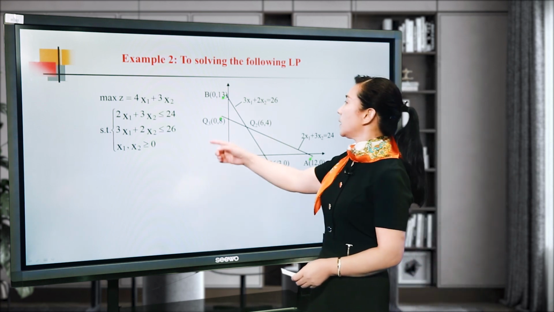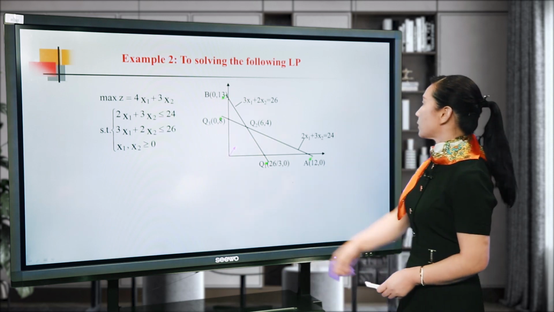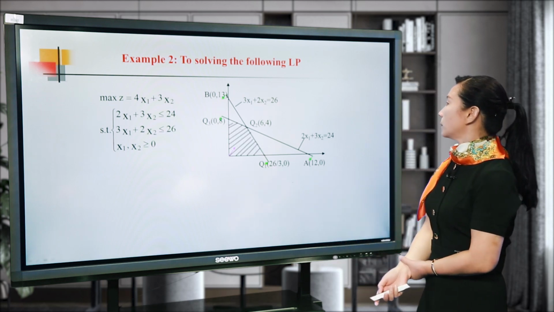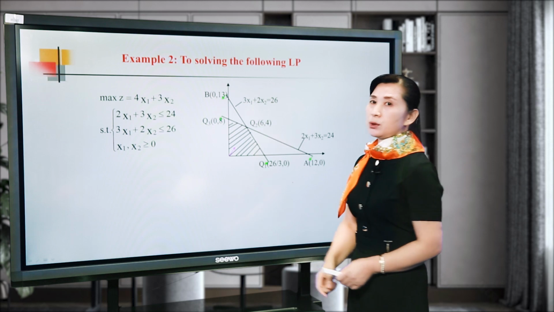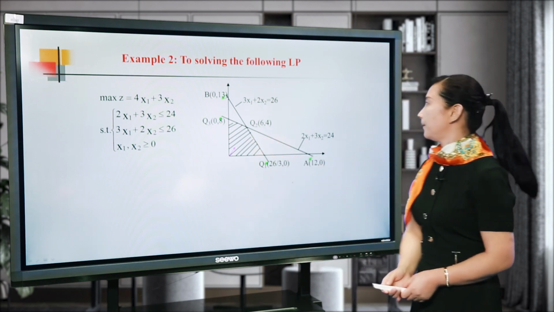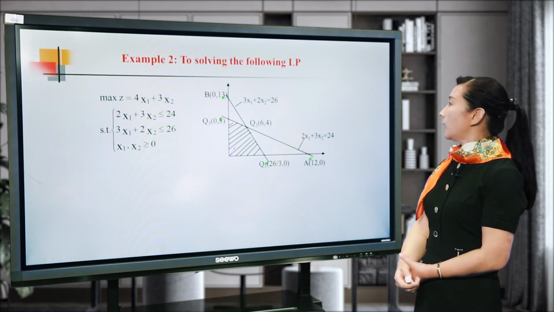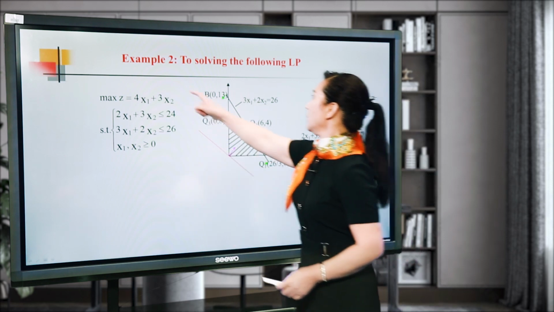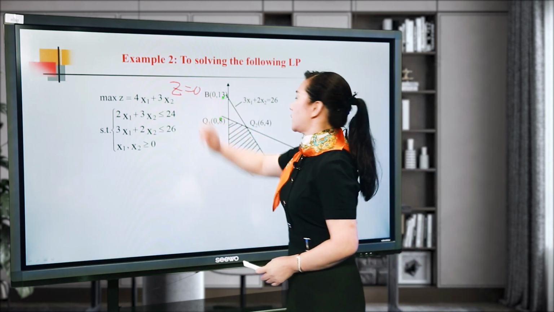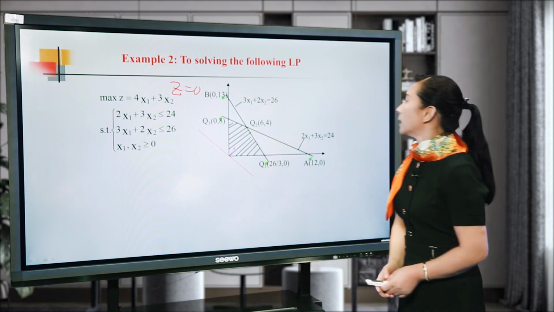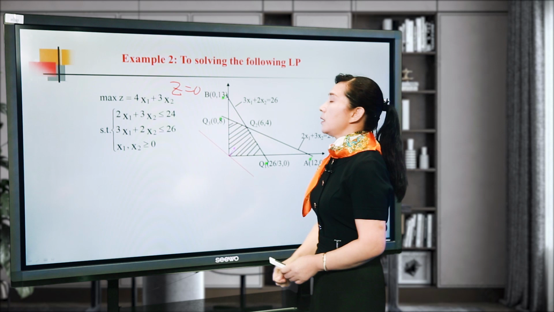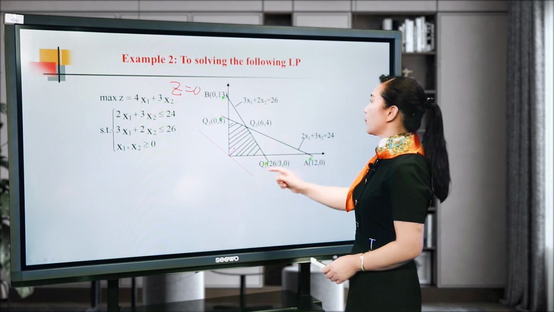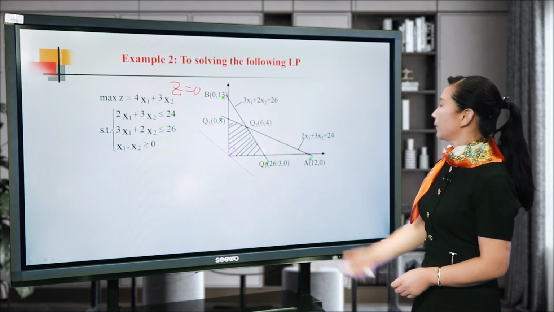And we determine the less-than direction. The less-than direction is in this direction, so we get the feasible range, this range. This is the feasible range. And then we draw an objective function line. We set J equal to 0. We can draw this line. And we determine the maximum J direction is this direction, increasing J, and we move the objective line along this direction.